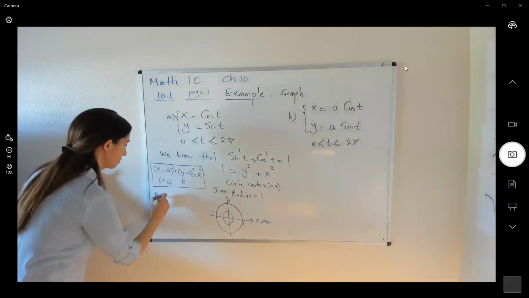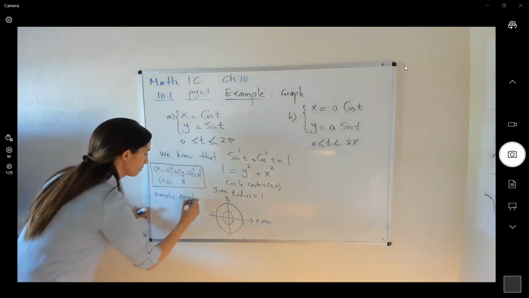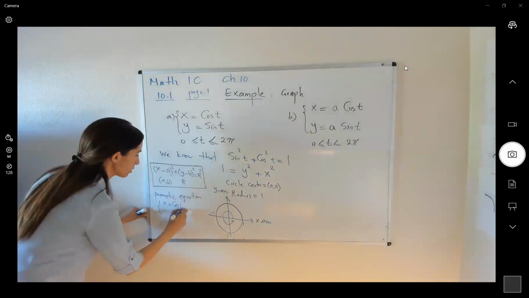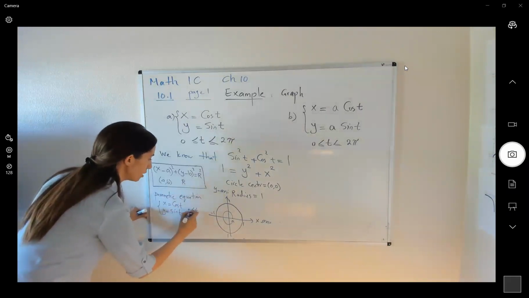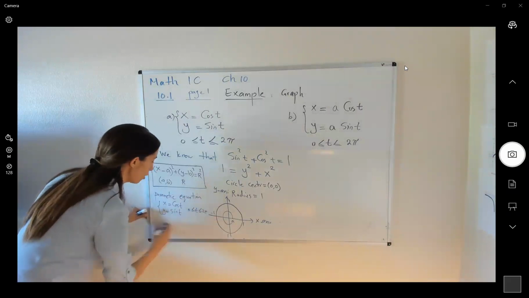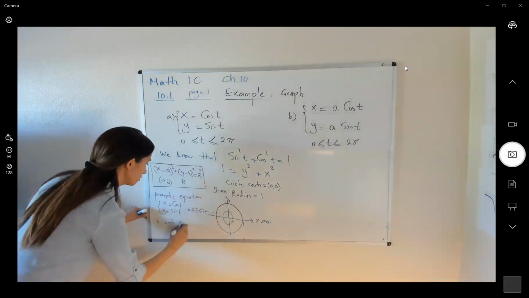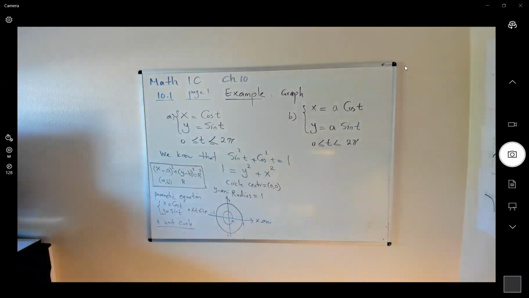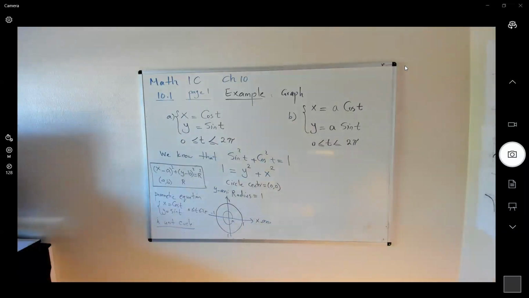Parametric equations. X equals cosine t, y equals sine t, while t is between 0 to 2 pi, is the unit circle. This is your conclusion about this parametric equation.